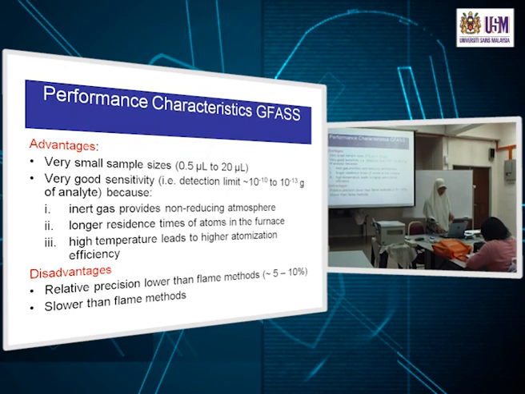Okay, this one we've looked at. So basically, for graphite, because you can use small samples, using the inert gas, you have a non-reducing atmosphere, and the big difference between graphite and flame is the longer residence time of atoms in the furnace compared to the flame.